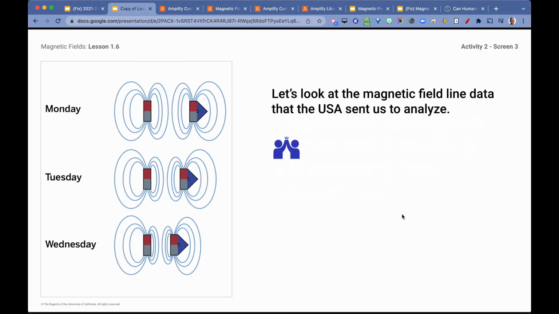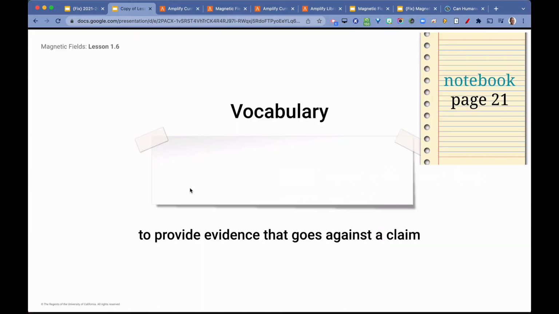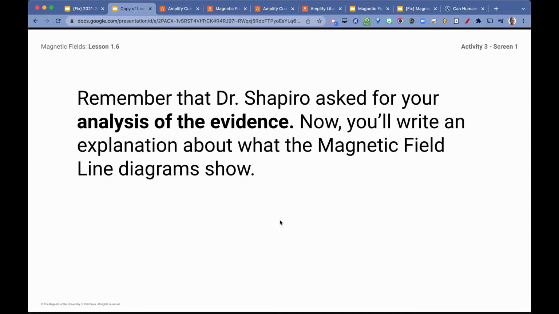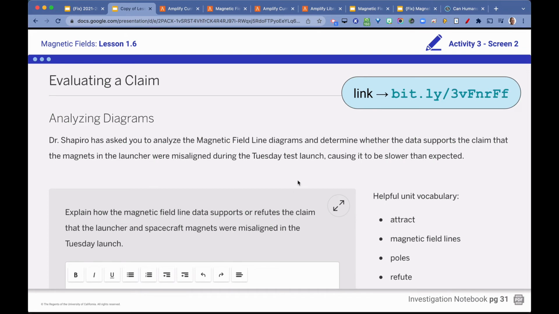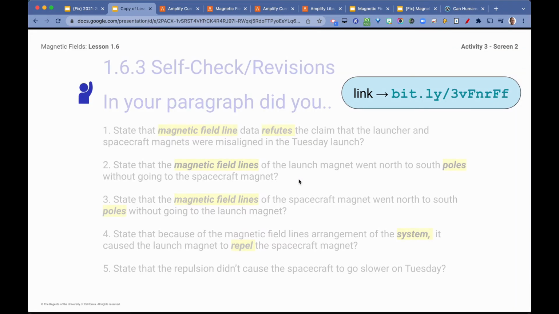But here's the actual data from the Universal Space Agency, and it shows that on Tuesday the magnets weren't misaligned. The launch magnet and the spacecraft magnet were not misaligned, so we have all repulsion, with no crossover of magnetic field lines from one magnet to the other. So students had to provide evidence that goes against the claim. They had to refute the claim that the magnets were misaligned, causing a lower than expected launch speed. Students did that and turned it in. This is 10 points.